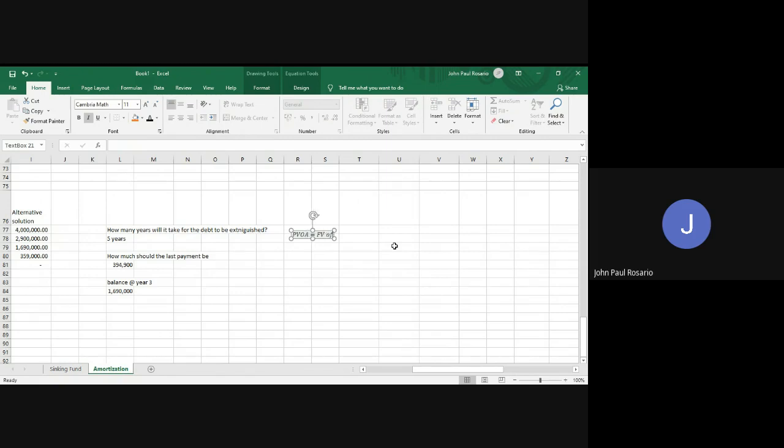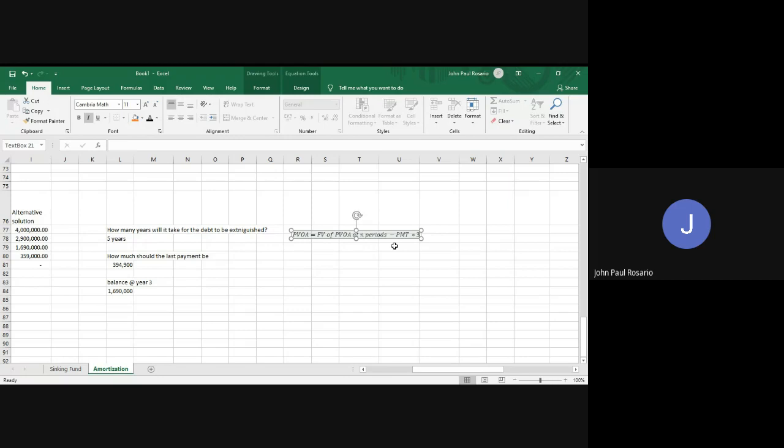FV of PVOA at n periods is payment times 3. Ano ba? It's still not right, no? Decreasing, so it's good.